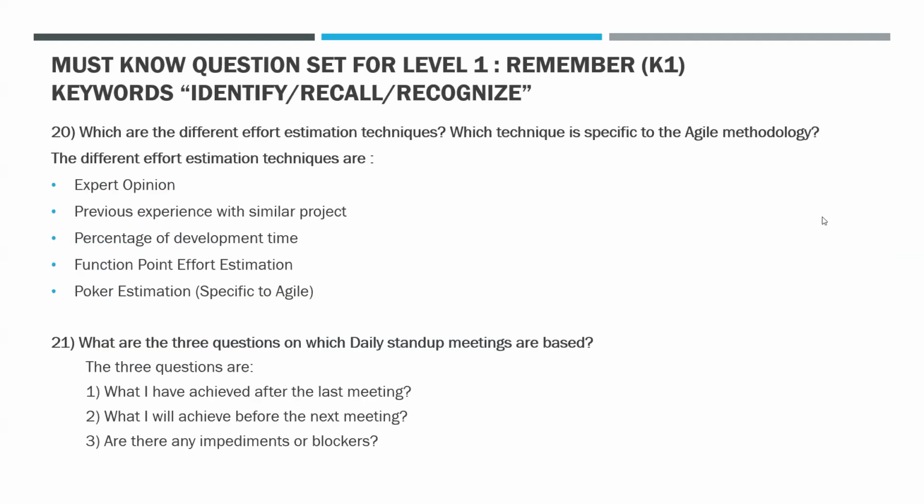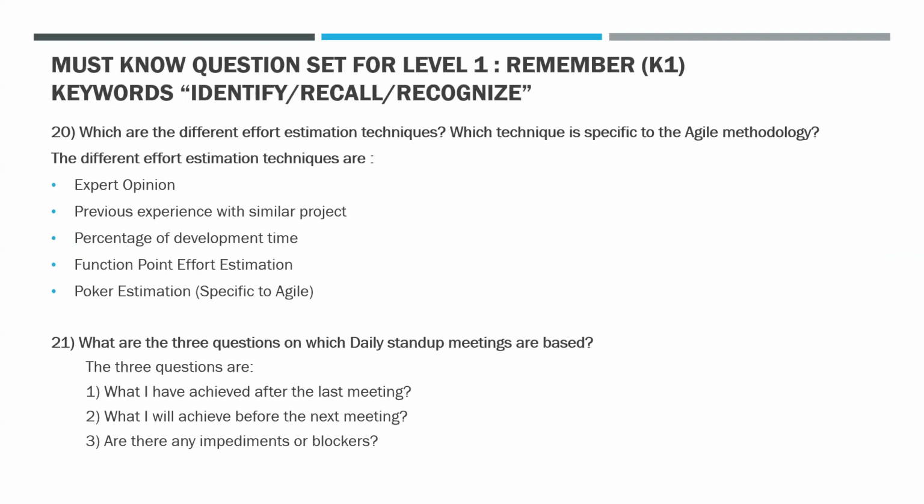Which are the different effort estimation techniques? Which technique is specific to the Agile methodology? The different effort estimation techniques are expert opinion, previous experience with similar project, percentage of development time, function point effort estimation, and poker estimation, which is specific to Agile.